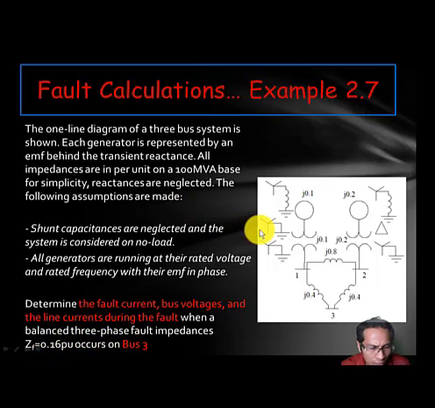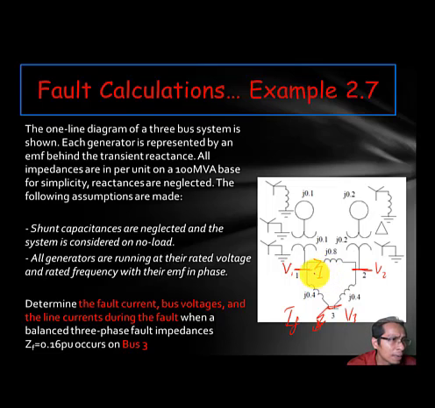So let's say the fault occurs here. The three-phase balanced fault occurs at this bus bar. So find the fault current. What is the I fault flowing in this line? Bus voltages: we have this bus bar, bus 1, bus 2, and bus 3. So V1, V2, and V3. And the line currents during the fault. This one, let's say, is the line current from bus bar 1 to bus bar 2. This one, the line current from bus bar 2 to bus bar 3. And then this one, the line current from bus bar 1 to bus bar 3. This is the line current flowing in this branch. And then these are the bus voltages. So we have to calculate the fault current, bus voltages and line currents.